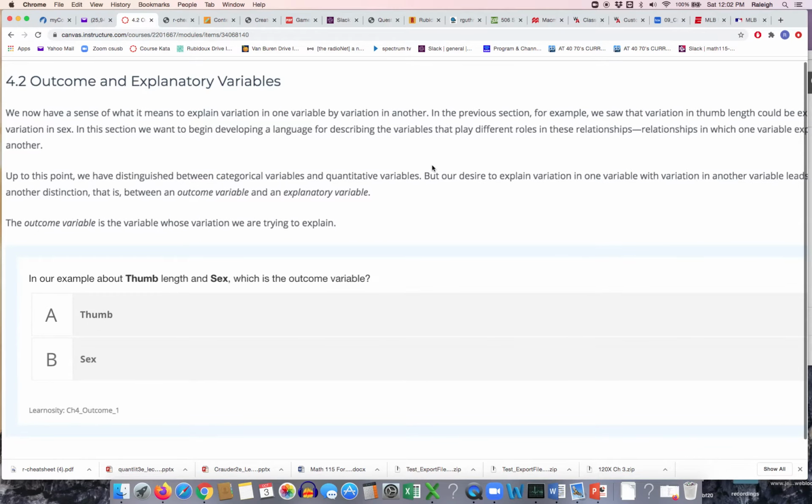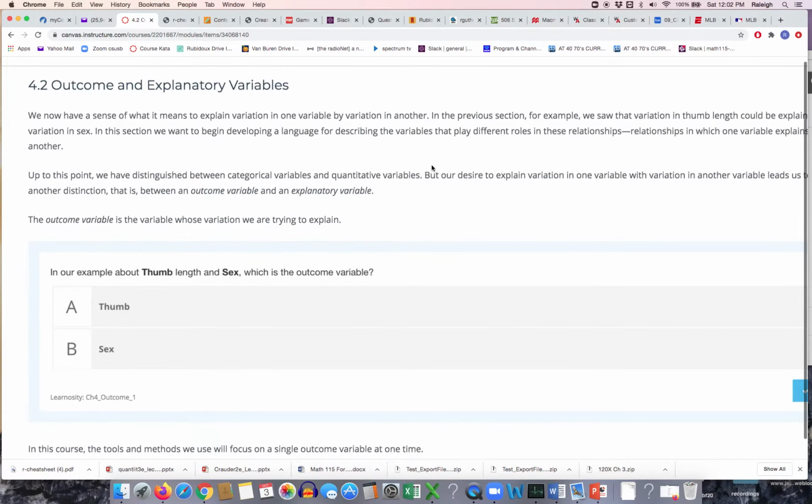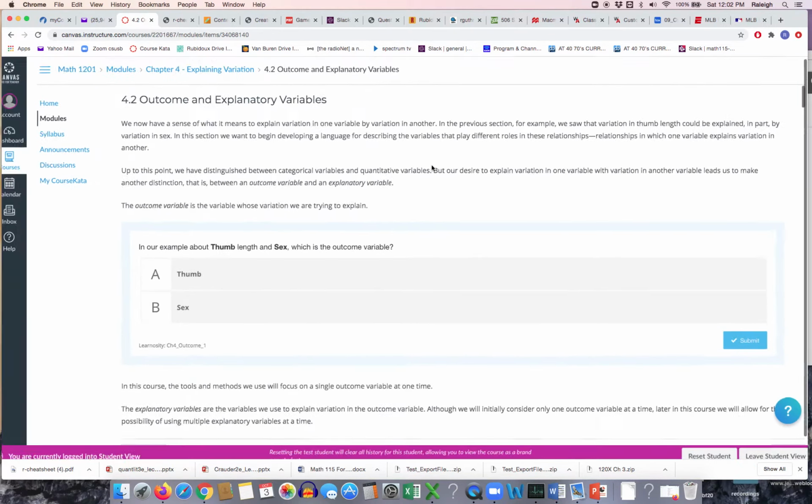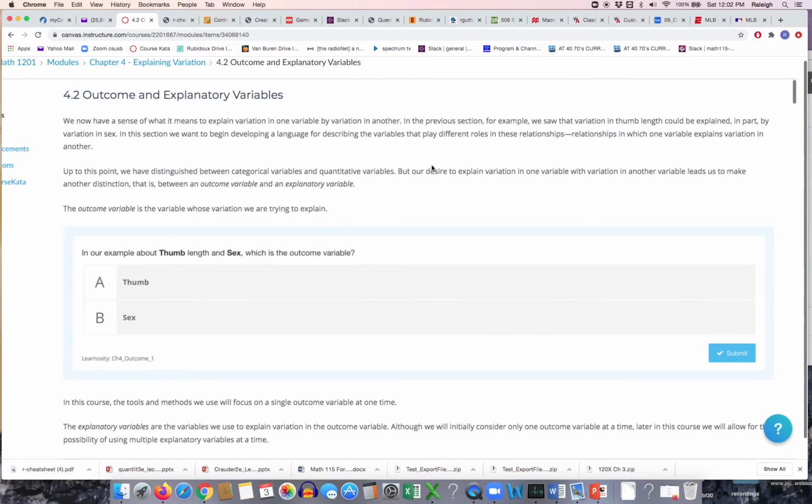So we have a sense of what it means to explain variation in one variable by variation in another by isolating some information and seeing if it helps us or not. Does the year help us? No. Does the gender help us? Does sex help us? Yes. So that's something we can certainly look at. And we have the outcome variable and the explanatory variable.